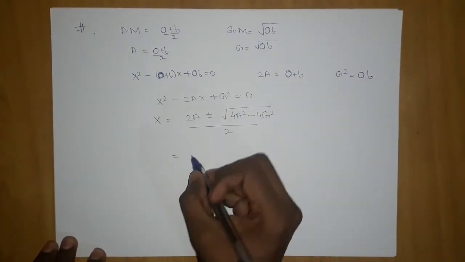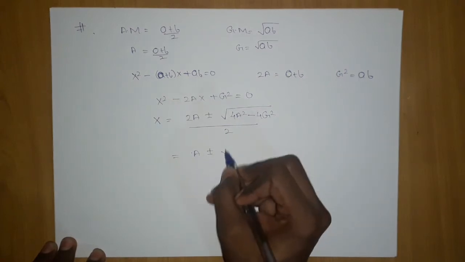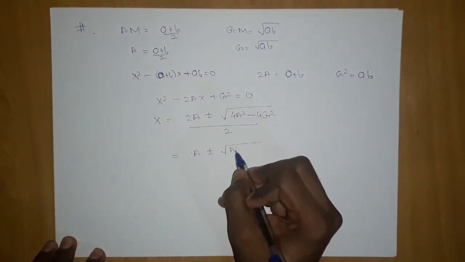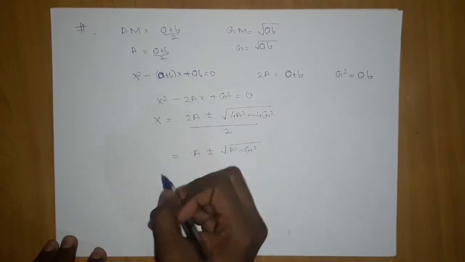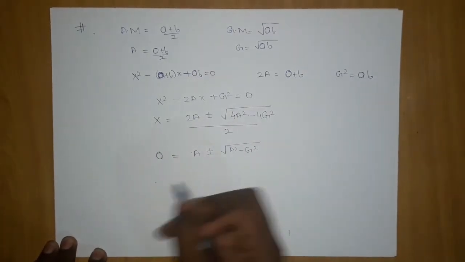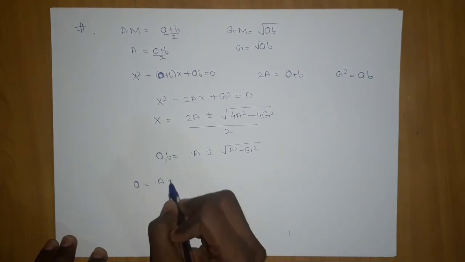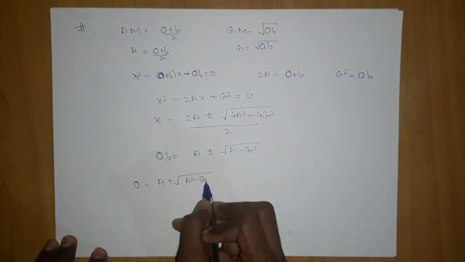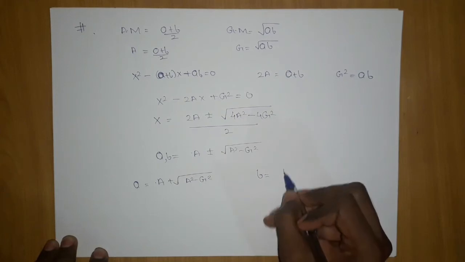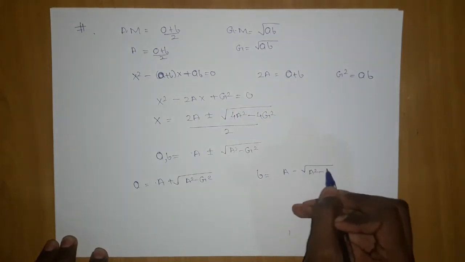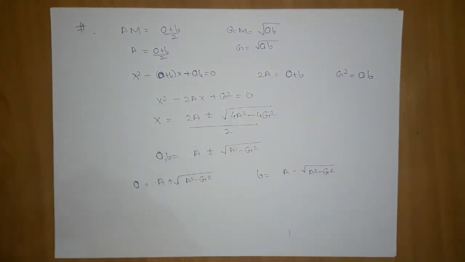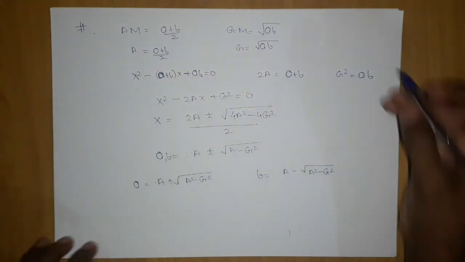What does it give me? A plus minus under root A square minus G square, and this is the a value, and similarly this is the b value. You can take any one. A plus under root A square minus G square can be a, and A minus under root A square minus G square can be b. Okay, so this was the thing in GP.